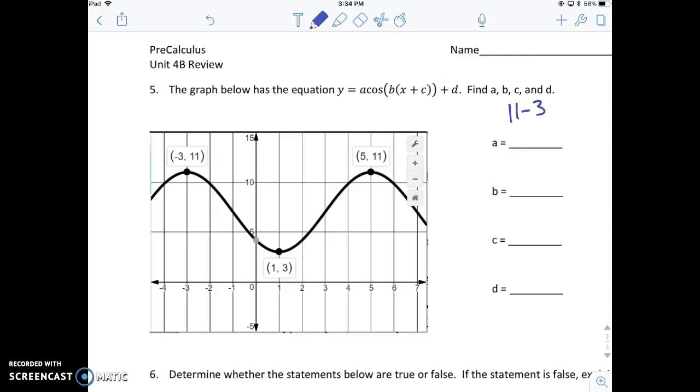11 is our maximum, 3 is our minimum, and we want to find half that distance. So that's going to be 8 over 2, which equals 4. Our B value will be 2 pi divided by the length of 1 period. So our period is 1 wavelength, the distance from -3 to 5, or top to top of the graph, is 8 units, so 2 pi over 8, which equals pi over 4.